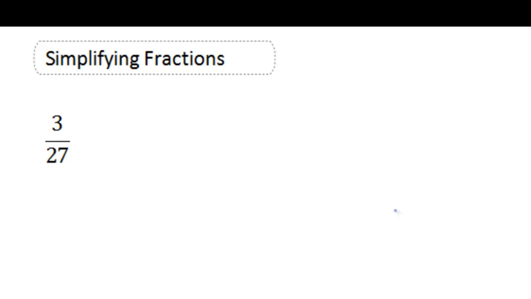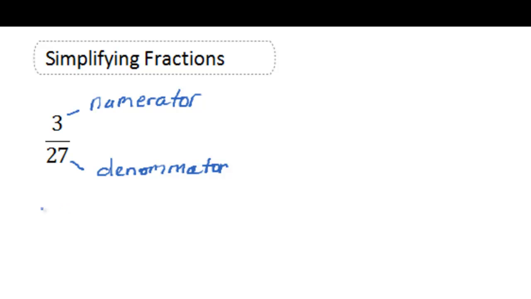In this video, we're going to talk about simplifying fractions to lowest terms. And we're going to use some of the techniques that we discovered in our last video of finding greatest common factors. So let's look at our first fraction. We have the fraction 3 over 27, 3/27. As you know, 3 is called the numerator of the fraction. 27 is called the denominator. And we're going to look to see what the greatest common factor of 3 and 27 are.